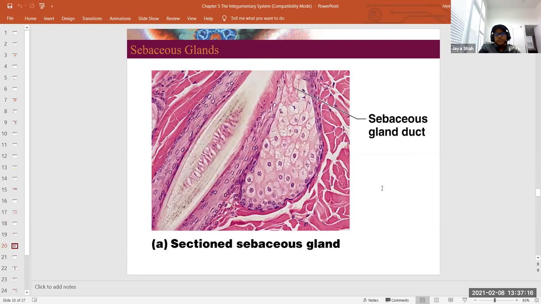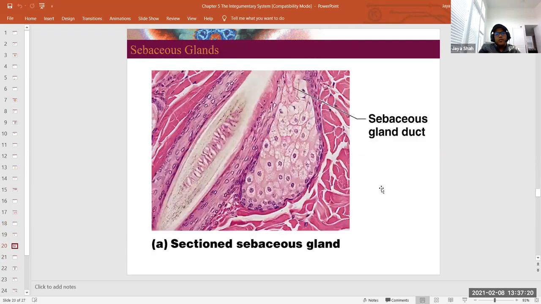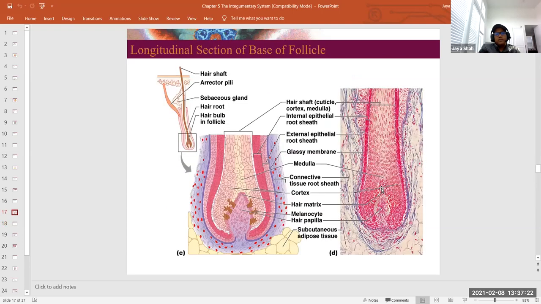Let's see here. We have to go back to see that. So if you have the erector pili muscle here, and this muscle contracts, the hair, which is usually lying down, goes up. And that's why when you are fearful, the autonomic nervous system is activated and contracts the smooth muscle of your skin, and then the hair goes up, and that creates the goosebump, okay?